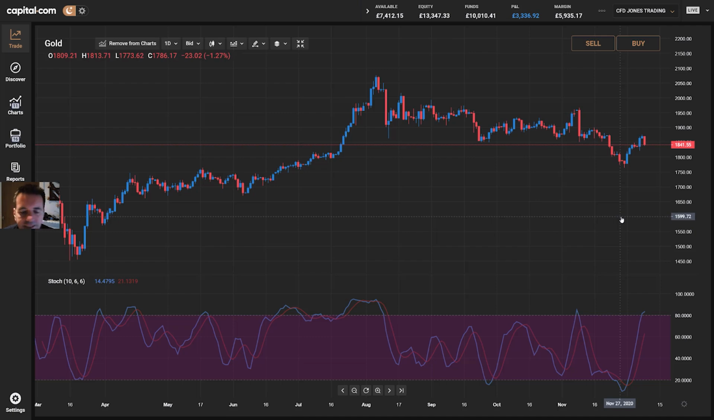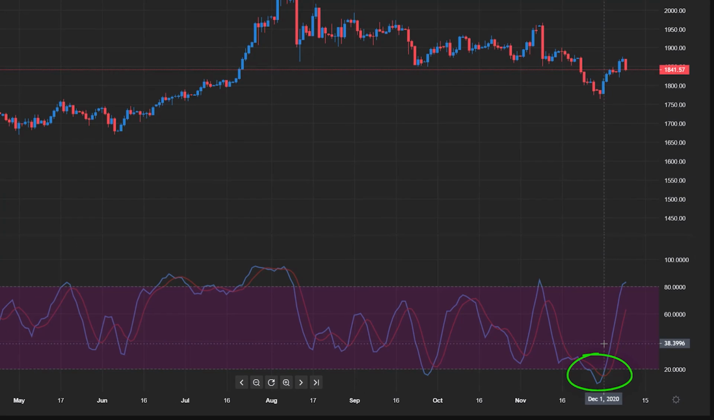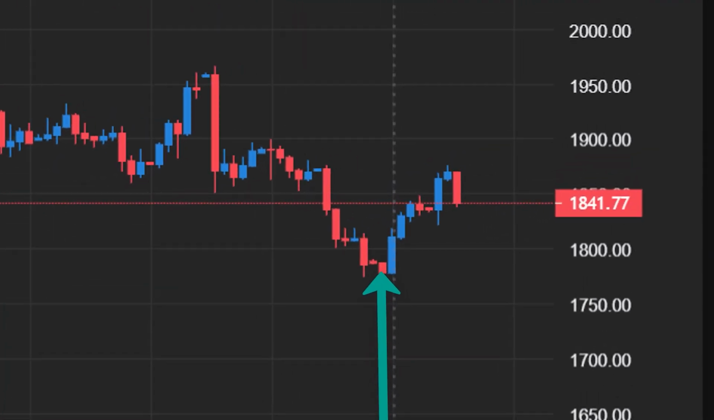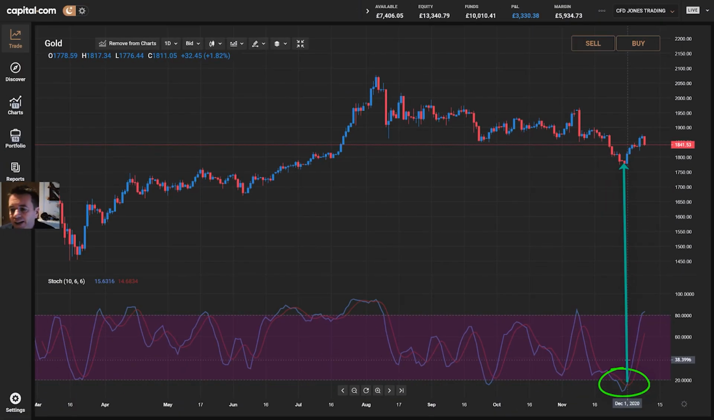Again, we've got our 10-day stochastic down here. The most recent buy signal came right at the beginning of December as the price of gold was moving up through $1,800 an ounce. So again, I'd suggest if we were buying into that stochastic signal, having our stop probably the other side of this low the day before, the other side of 1778 was a low, seems a sensible place to put it.